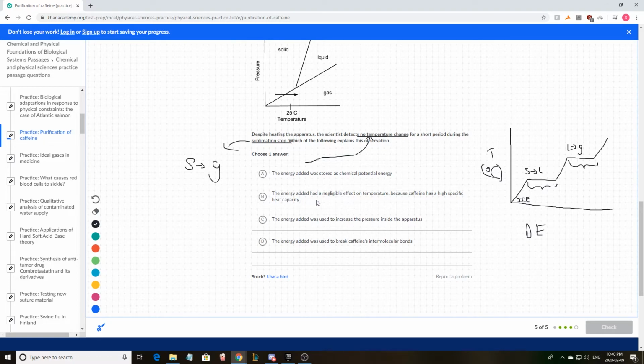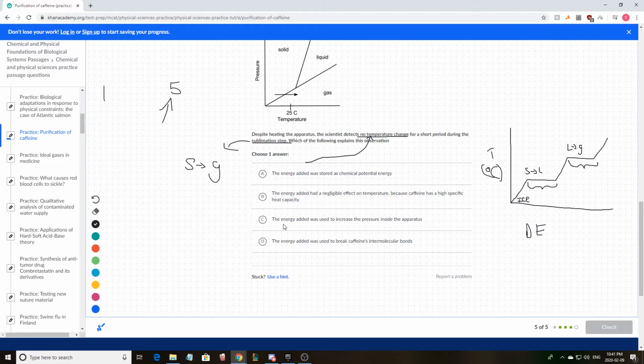Option B states the energy added had a negligible effect on temperature because caffeine has a high specific heat capacity. Again, this sounds like an appealing answer. In a different context, this might actually be a correct answer. Materials that have a high specific heat capacity do have a harder time having their temperatures raised. For example, if something had a specific heat capacity of 1 versus another thing that has a specific heat capacity of 5, it would be much more challenging to raise the temperature of the one with the higher specific heat capacity, because it would take more energy to raise the temperature of 1 gram of the substance by 1 degree Celsius, which is the definition of specific heat capacity. So although it may make sense at first glance, remember, that doesn't really take into account the fact that we're speaking about the sublimation step in this case.